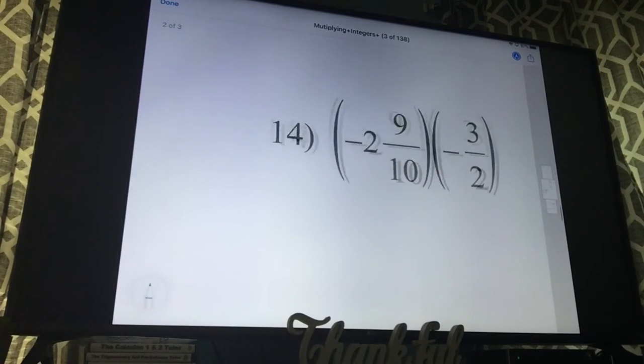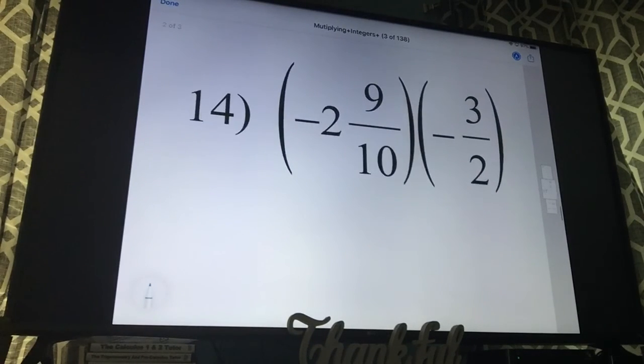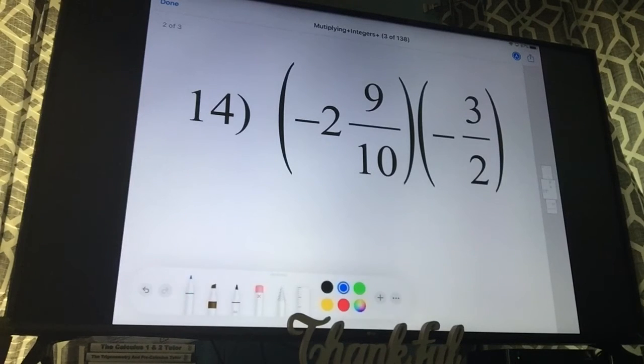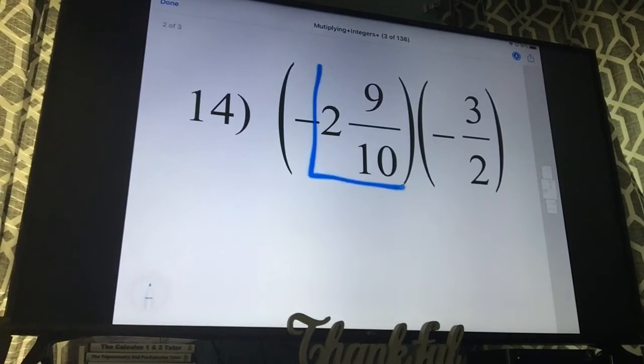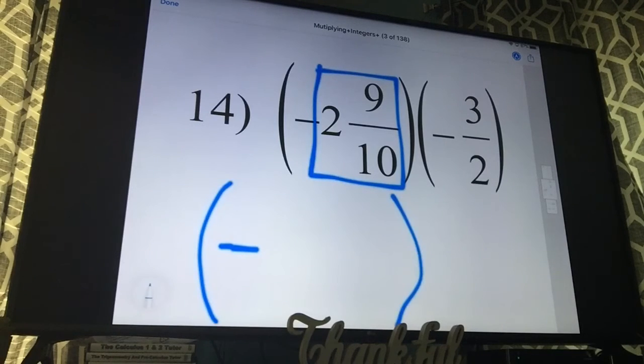Okay, if we look at 14, we have a mixed fraction, so we need to convert that first, okay? We have a mixed fraction and an improper fraction, so convert the mixed fraction first. Do not use the minus symbol, okay? You convert this part by itself and then throw the minus out. So I can go ahead and write the minus out first without even doing anything else.